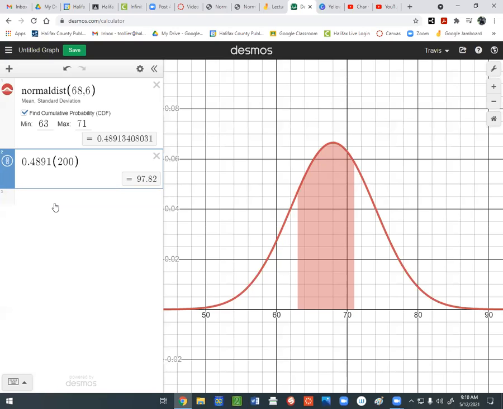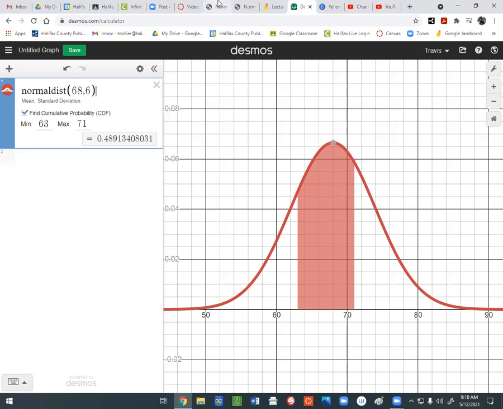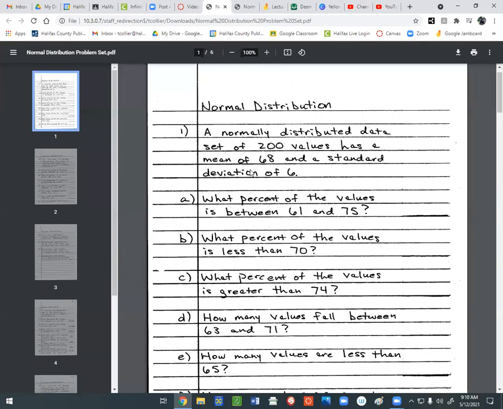$98, because that 8 is going to tell that 7 to go up to an 8. So 98 is going to be my answer. That's how many values are between 63 and 71. Okay. What does the next question say?